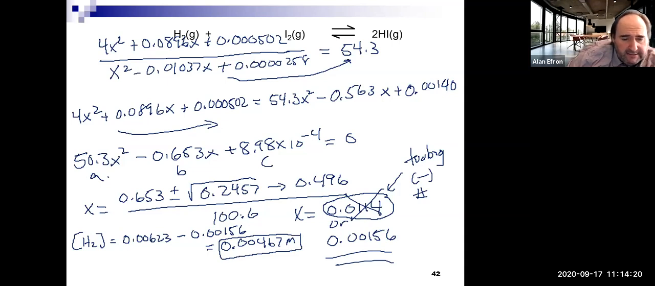For our I2, it will equal 0.00414 minus our x value, 0.00156. And that's going to give us 0.00258.